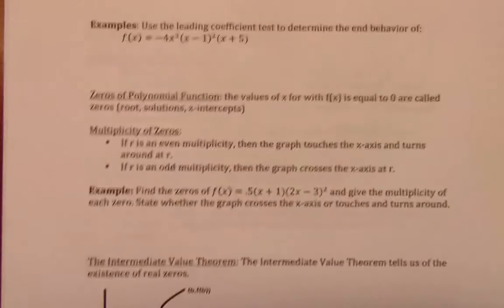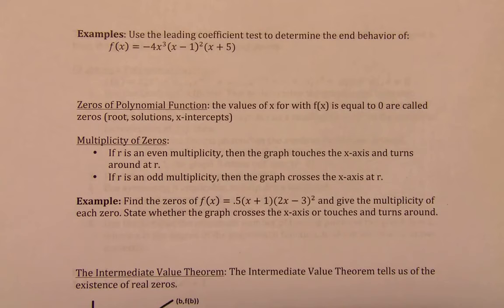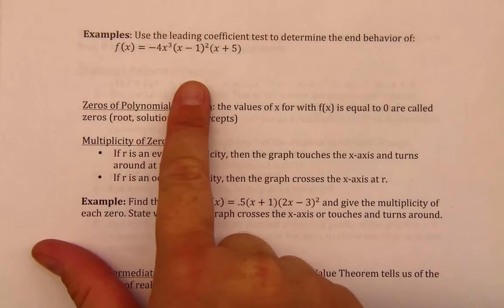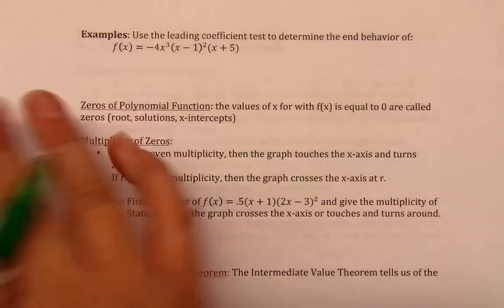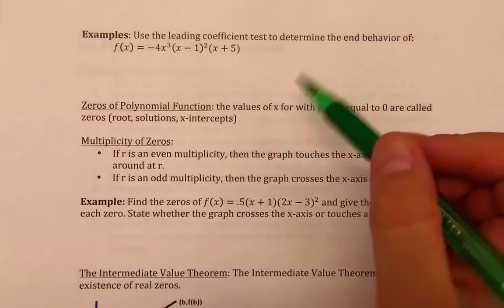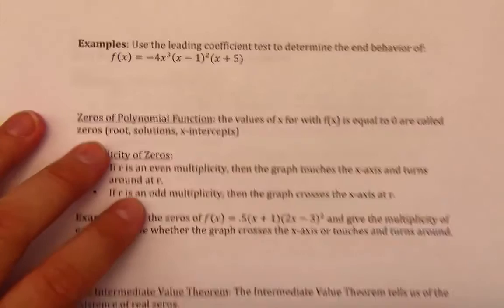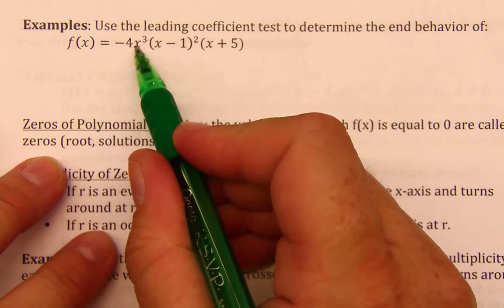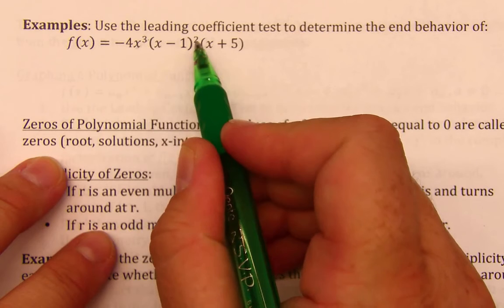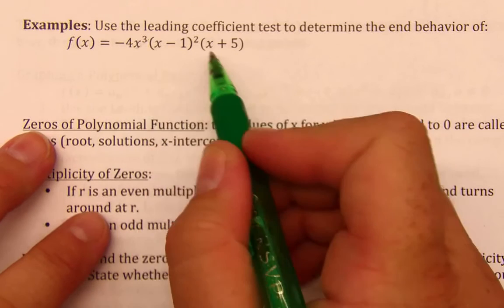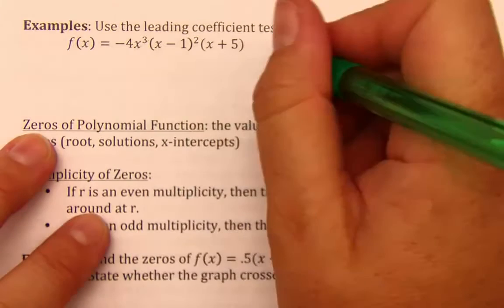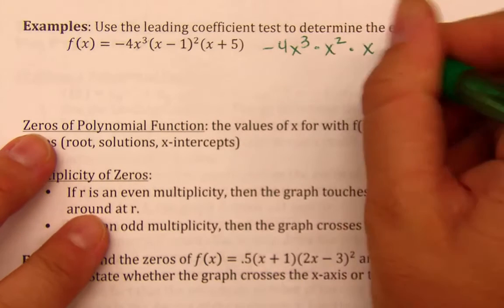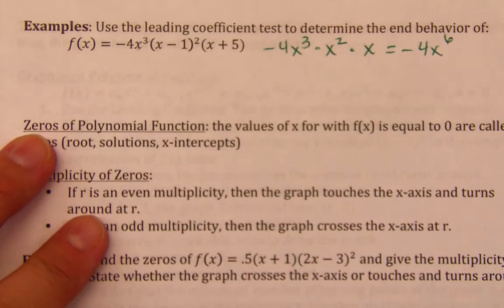Now let's look at some examples here. It says, use the leading coefficient test to determine the end behavior of this function right here. So all we're interested in is the largest term. We don't need to multiply everything out, but we need to know what the largest term is. So looking at this polynomial here, we have an x cubed term. And then from this, because it's squared, the largest term we're going to have is x squared. And then here we have an x. So our largest term is going to be negative 4x cubed times x squared times x, which is negative 4x to the 6th power.